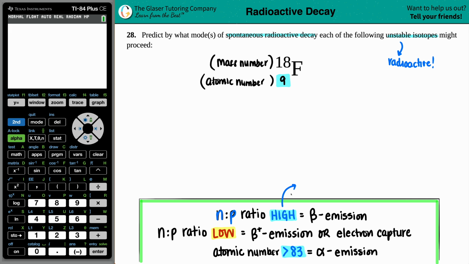If you have a high N to P ratio, high goes with high. High ratios means that your mass number is a relatively high mass number. On the flip side, if you have a low ratio, this generally means that you have low mass numbers, or lower than normal mass number. So the question is, how am I going to know whether this 18 as the mass number is going to be low or high?